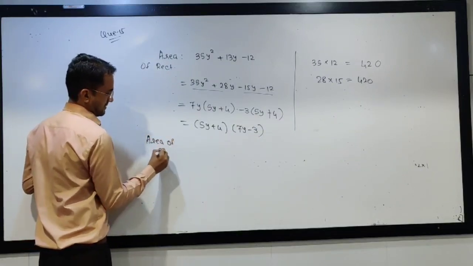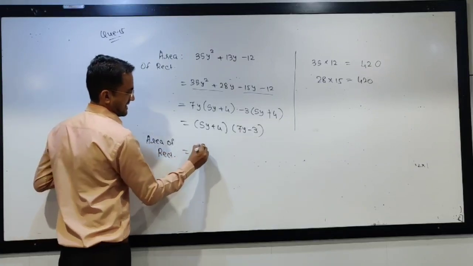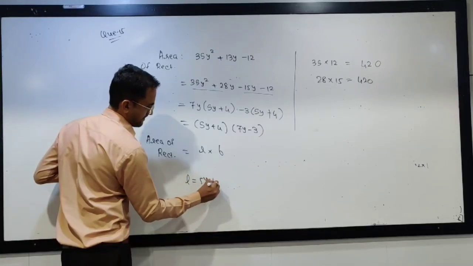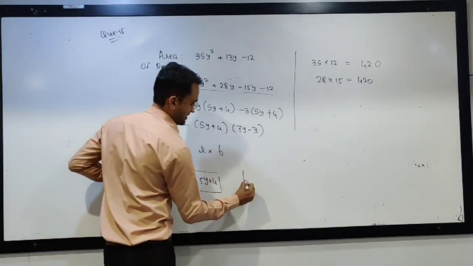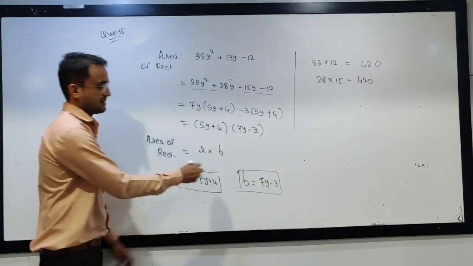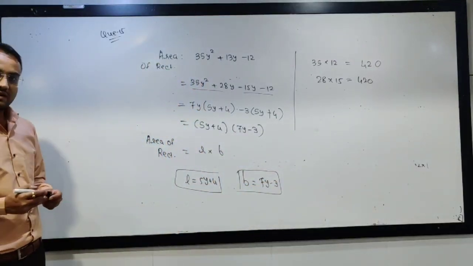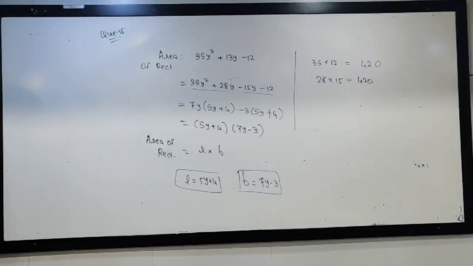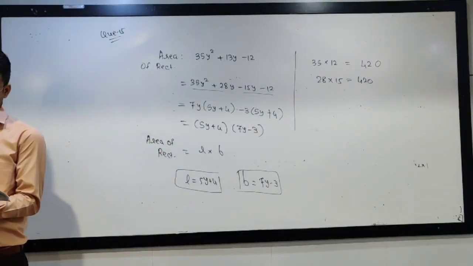of the rectangle, that will be L into B. This will be your L and this will be your B. So this way you can find it. Clear? Now we are moving on to the last question of this chapter.